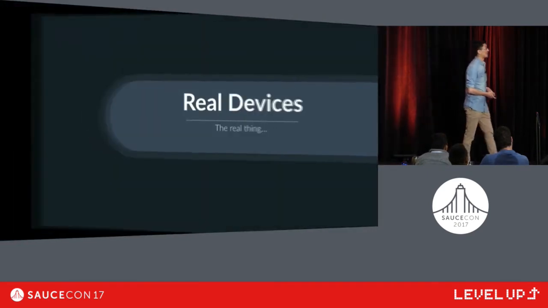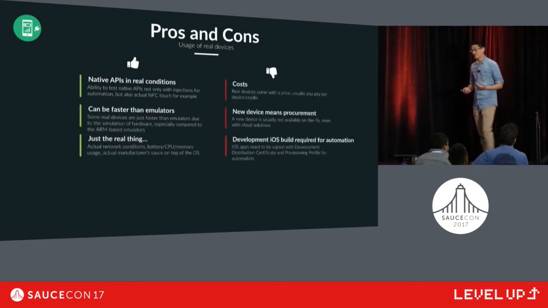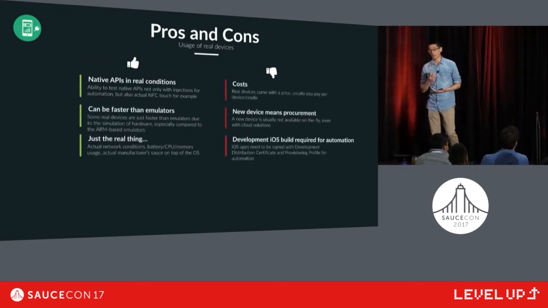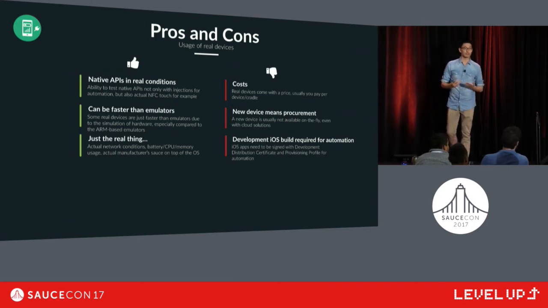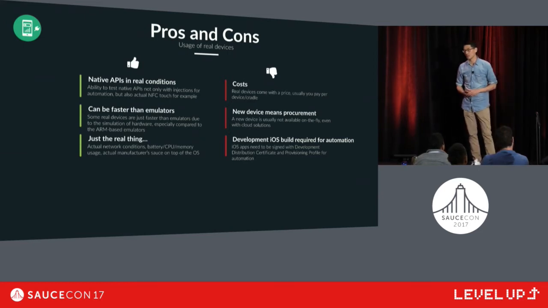So the real thing, yes. Of course, the native APIs, but the real conditions. So you can focus on 3G, 4G, 2G, Bluetooth, NFC, touch, stuff like that. So real connectivity. It can be faster than the ARM-based emulators, the real devices are just faster. Well, just the real thing. So you have the real resource usage, so CPU, memory.